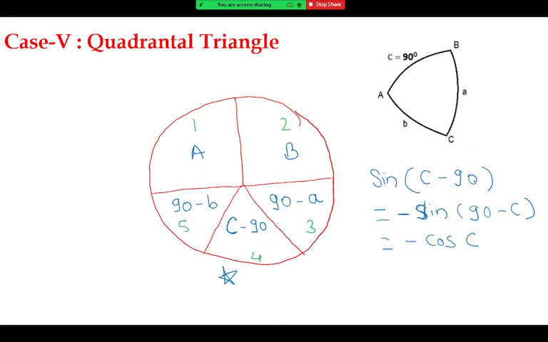Sine of C minus 90 is minus cos C. So this sign is also important when you do a calculation. Otherwise, your angle completely changes and you get a wrong solution. So sin C minus 90, similarly, we require cos C minus 90. Yes, anyone guess? What should be cos C minus 90?